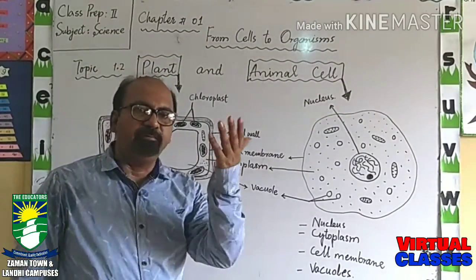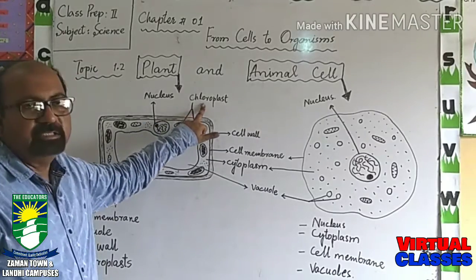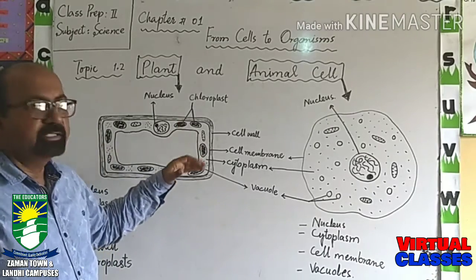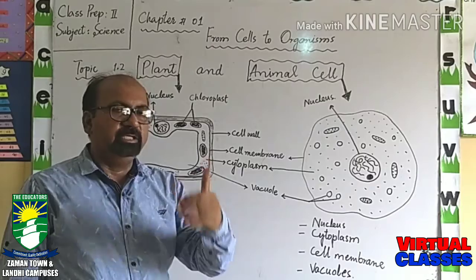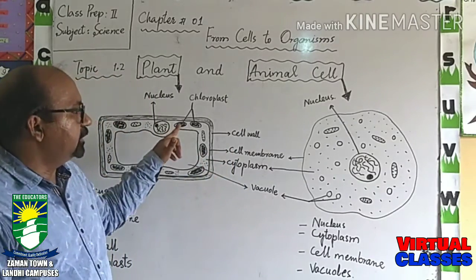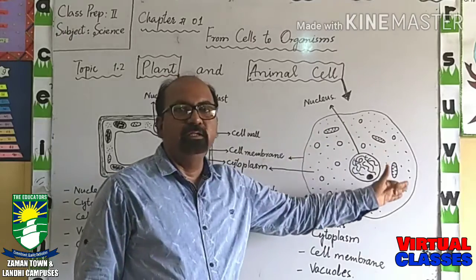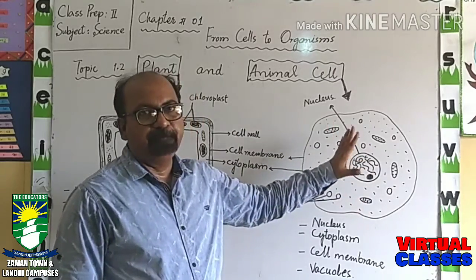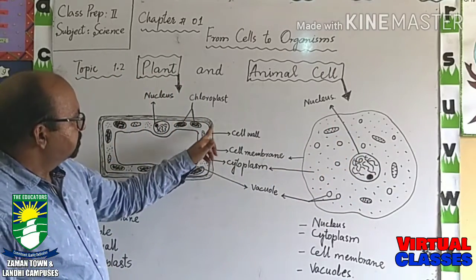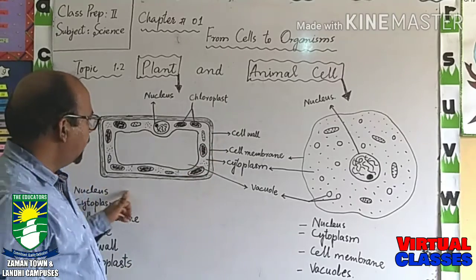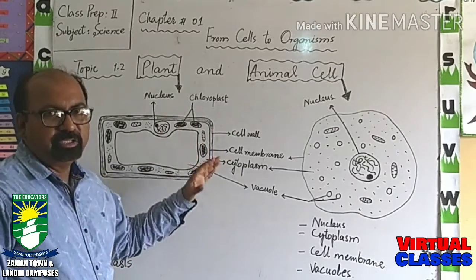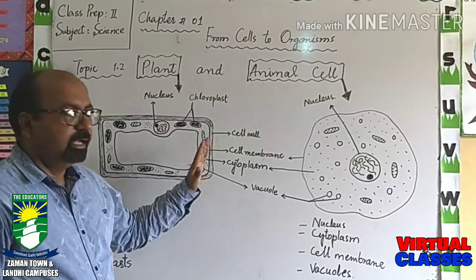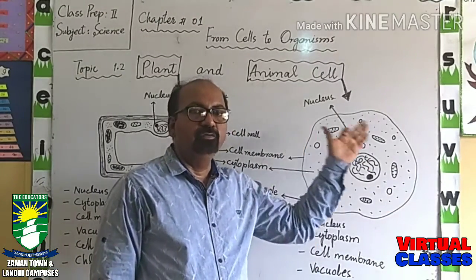What is the first difference, as we have discussed? That is chloroplast. Chloroplasts are green color pigments which prepare the food for the plant. They are present in the plant cell, but we cannot see chloroplasts in the animal cell because they are not present there. The second difference is the cell wall. The cell wall is a rigid or tough structure which is present outside the plant cell, but it is not present around the animal cell.